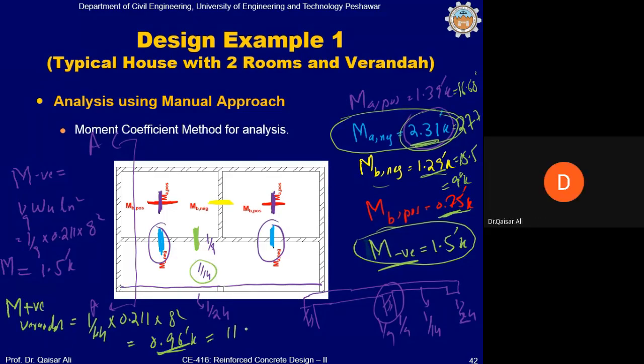11.52. तो अगर आप देखें, the capacity is greater than all these demand moment values. This one, this one, this one, except MA negative, which is at this support. बात समझ में आ रही है? Yes, sir. The capacity corresponding to number 3 at 10 inch spacing, it is greater than all the demand moment values except the negative moment at the support which is common between two-way slab and one-way slab system.